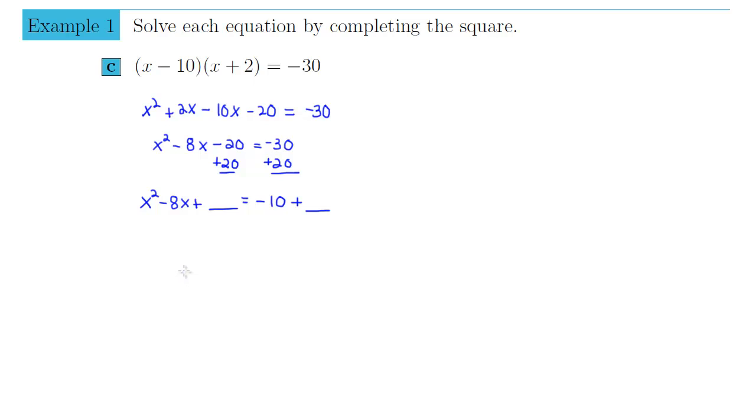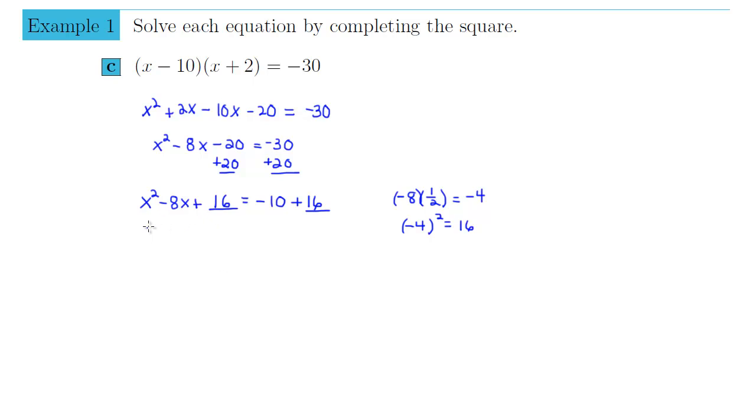How do we do that? We take half the middle coefficient, which is negative 8 times 1/2, and negative 8 times 1/2 is simply negative 4. We take that magic number, negative 4, and we square it. Negative 4 squared gives us positive 16. That's the number that we fill in both of the blanks with, 16, both on the left and the right. So x squared minus 8x plus 16 equals negative 10 plus 16.